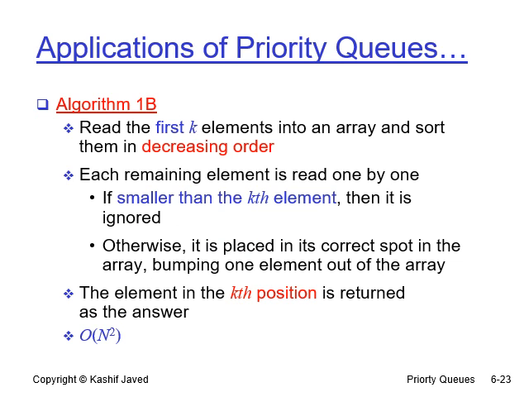The second algorithm that we studied was this: read the first k elements into an array, sort them in decreasing order, and then read each remaining element one by one. If it is smaller than the kth element, it is ignored. Otherwise, it is placed in its correct spot in the array, bumping one element out of the array. The element in the kth position will be the answer. This is the algorithm that we also studied in chapter 1. So these two algorithms were studied in chapter number 1. Let's move on.